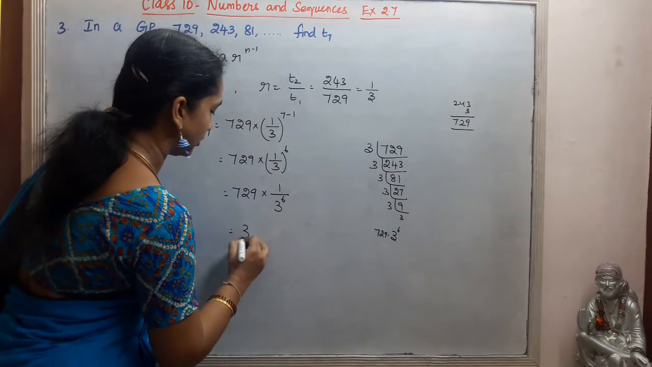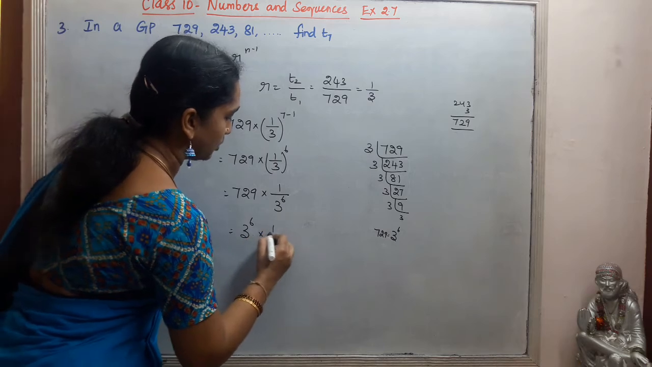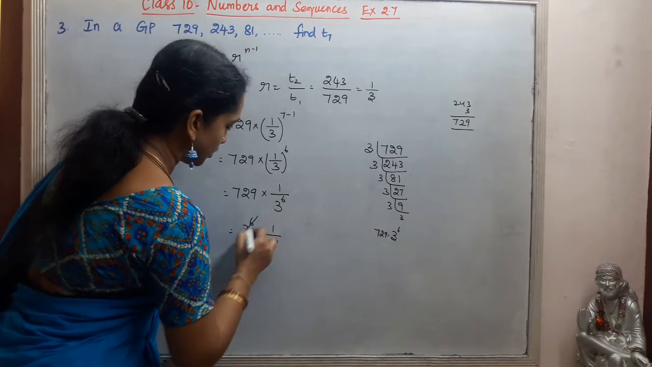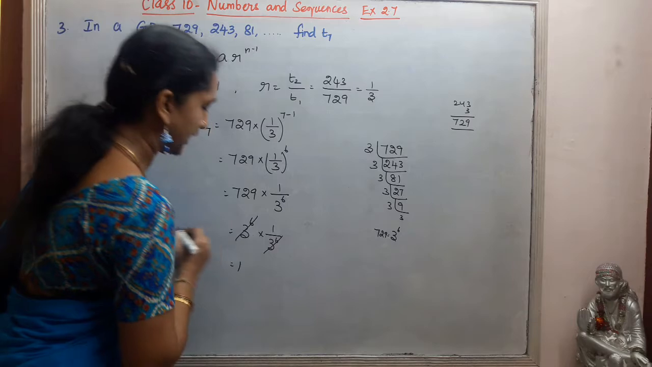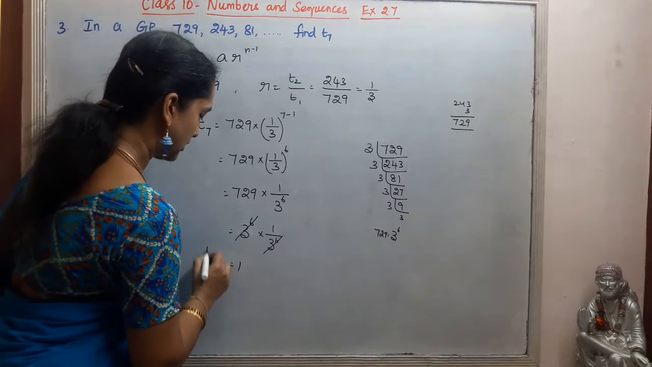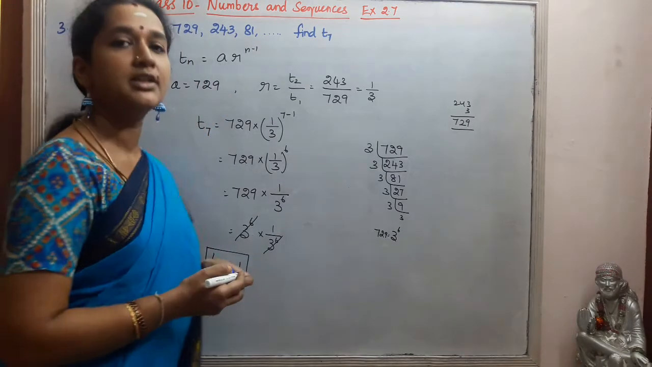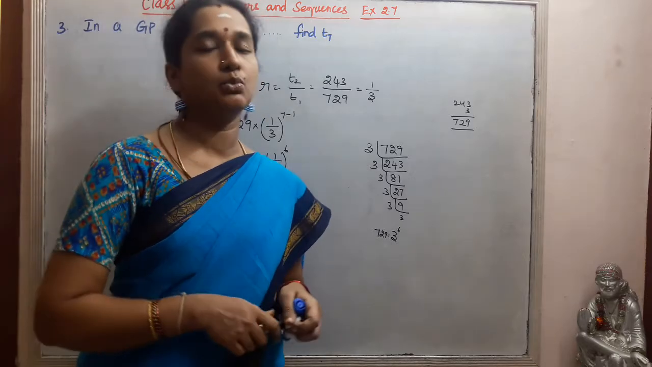So this is equal to 3 power 6 into 1 by 3 power 6. So both can be cancelled here. So we get T7 as 1. We are asked to find T7, so we got T7 as 1. Okay.